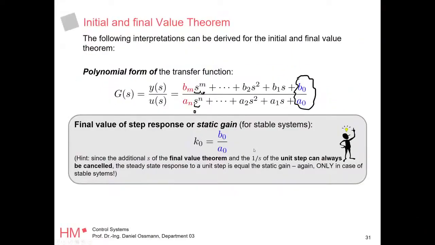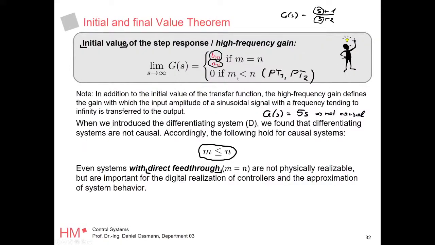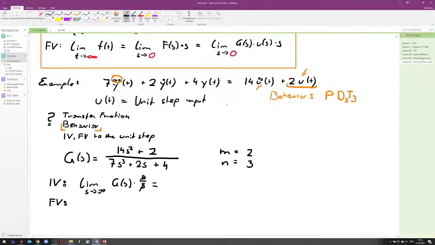So if m is smaller than n, it's always going to be 0, right? So m smaller than n, the initial value should be 0. And indeed, if we let s go to infinity here, again do the division, this turns out to be 0.